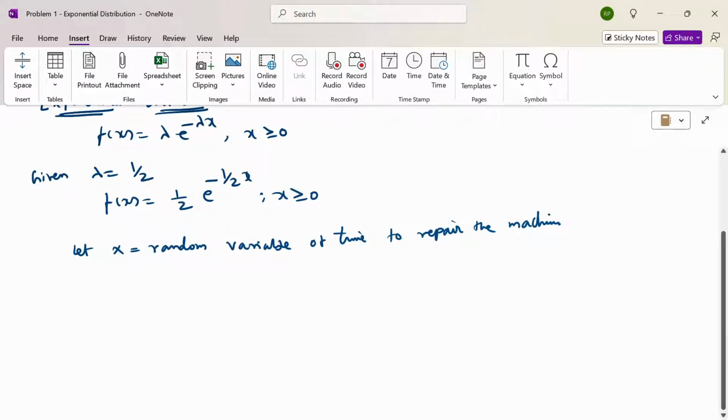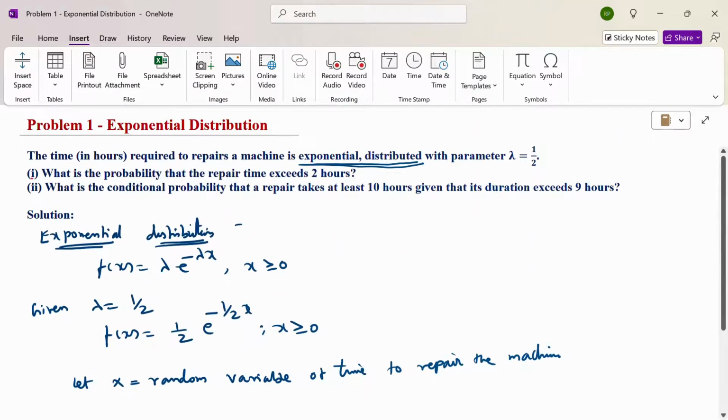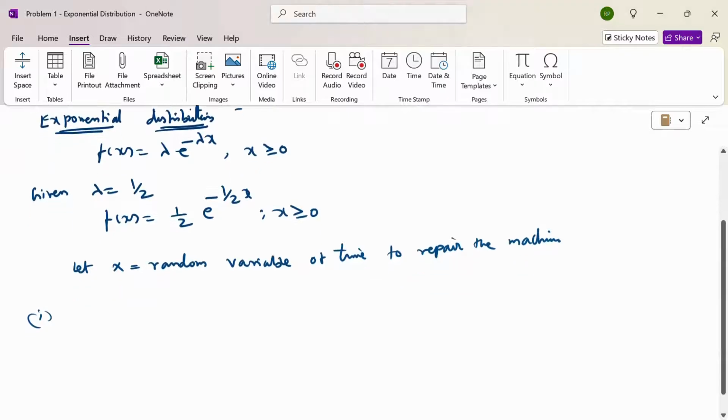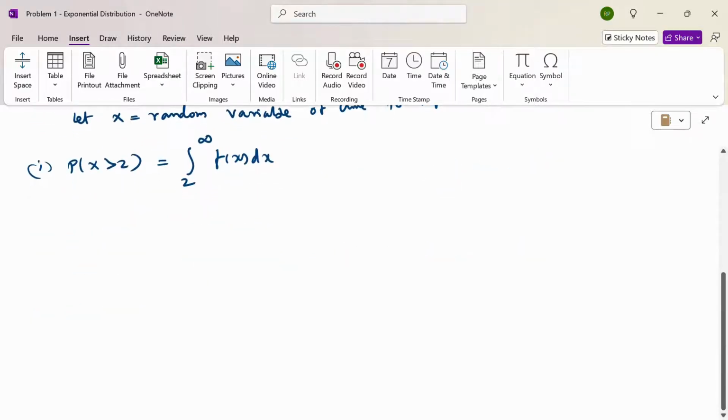Now what is the first question? What is the probability that the repair time exceeds 2 hours? Exceeds 2 hours means x greater than or equal to 2. So x greater than or equal to 2 means the integral from 2 to infinity, because the x range is 0 to infinity, of f of x dx. Now substitute the f of x value: integral from 2 to infinity of 1 by 2 e power minus 1 by 2 x dx.